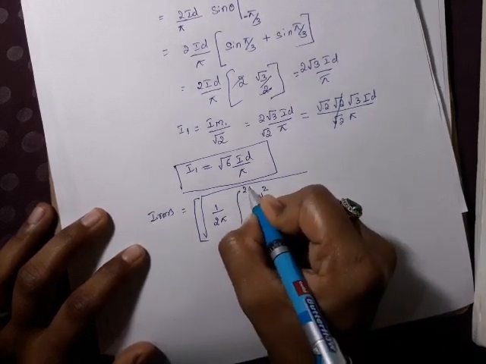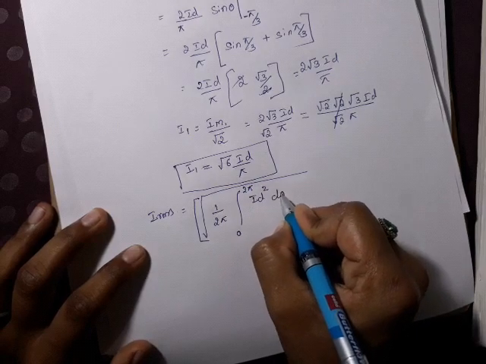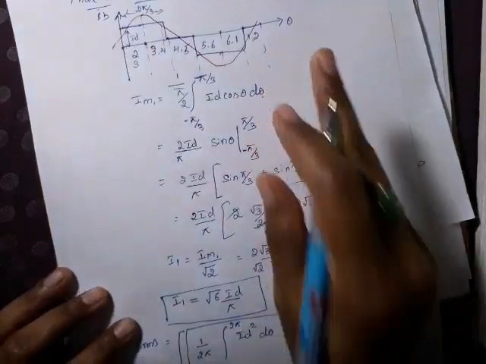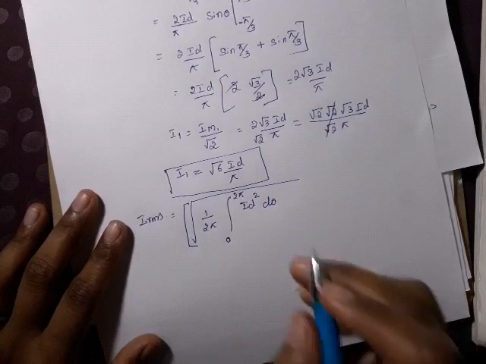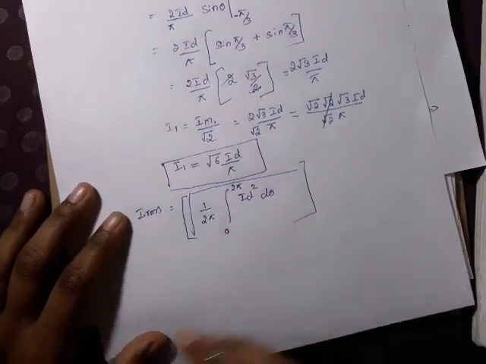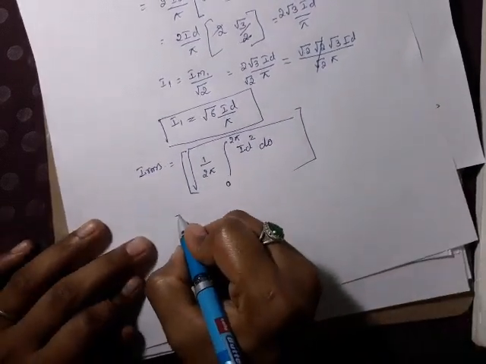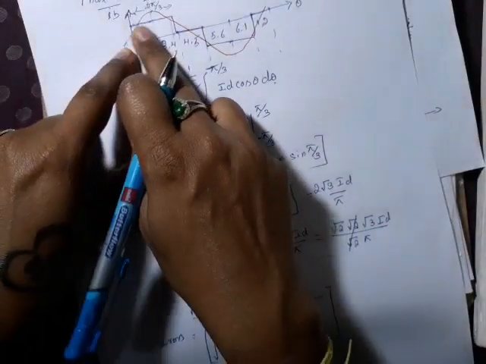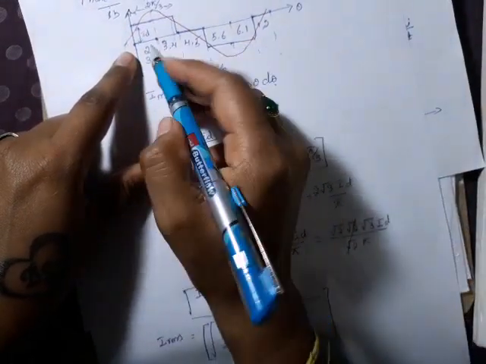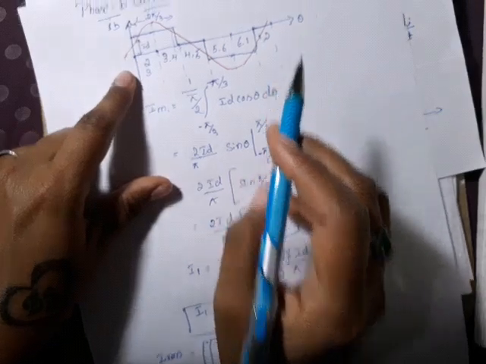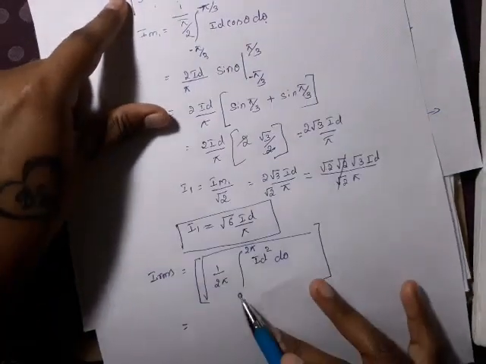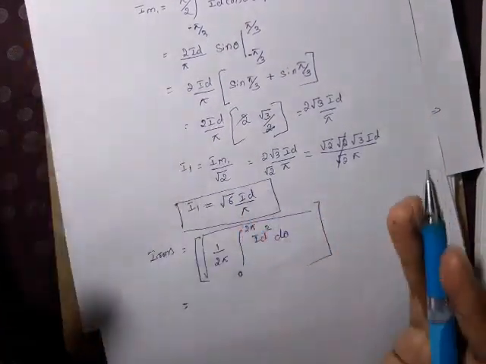Integration from 0 to 2 pi of the square with respect to d theta, because here I have taken theta. So this is the thing. But this is not a pure sine wave. It is only a sinusoidal-like wave. We cannot take it as one complete cycle, so we have to split that.